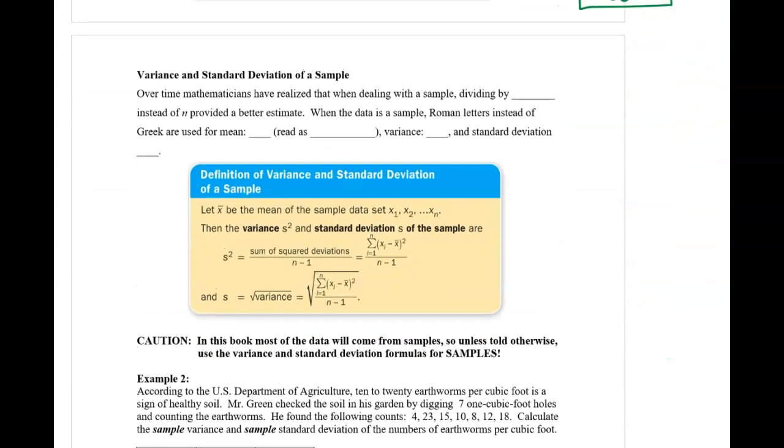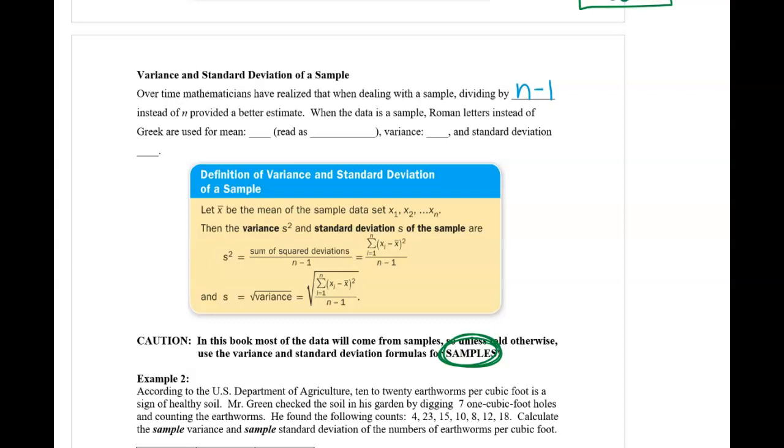So most of the time, we will actually be talking about samples. Mostly samples in this book, in this course. It's just a slightly different formula, so keep that in mind. Over time, mathematicians have realized that when you deal with a sample, you should divide by n minus 1 because it gets you better data. I'm not that type of mathematician. I couldn't tell you why, but we just go with it.